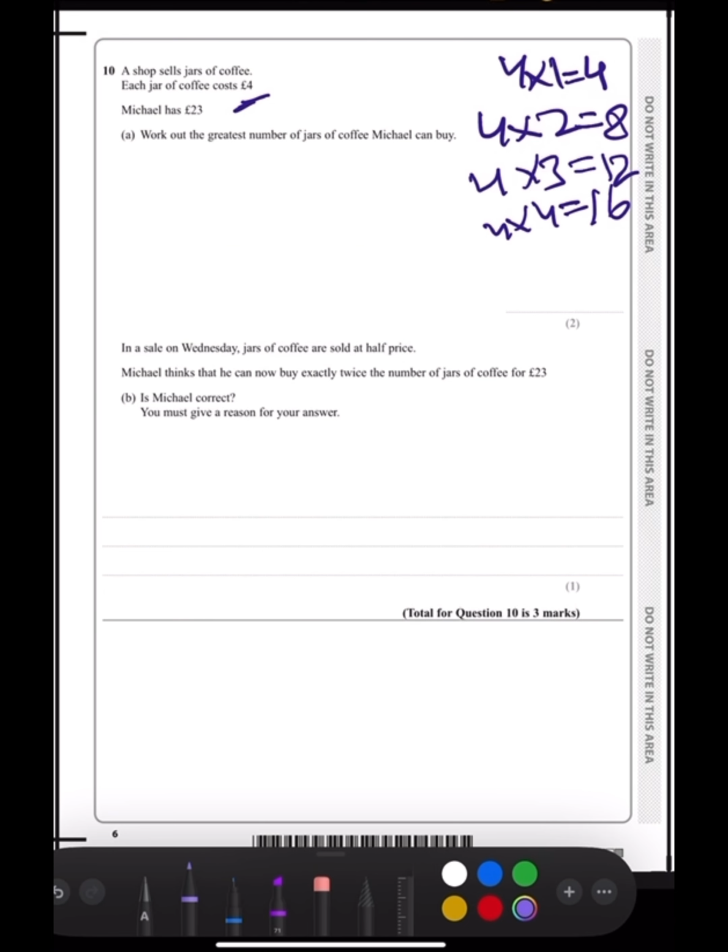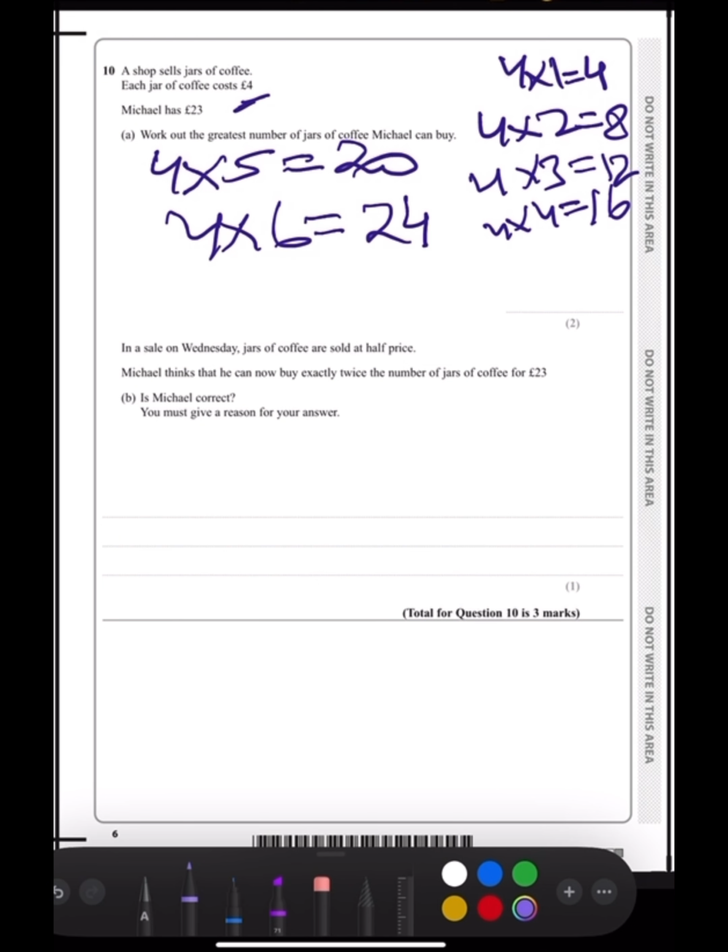So we keep going. So now we're on 4 into 5 is 20. 4 into 6 is 24. So now we know that we've come to the last value, which is greater than 23 pounds. So we basically know that because 23 is 1 less than 24, Michael cannot buy 6 cups or 6 jars of coffee.